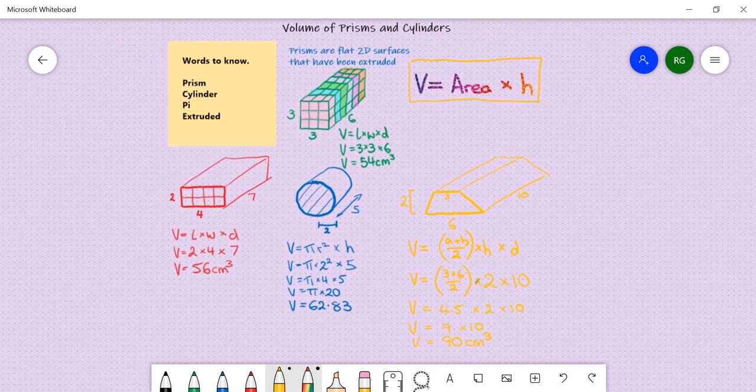So the crux of today's lesson: when determining the volume of a prism or a cylinder, always work out the area of the side to be extruded and then multiply it by how far it's been extruded, or its length.